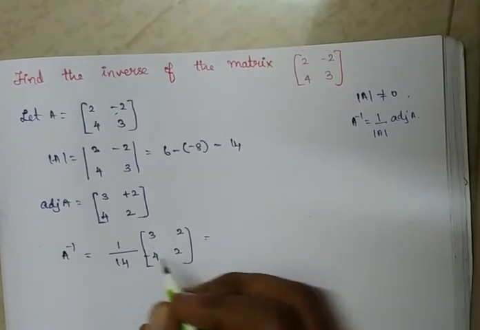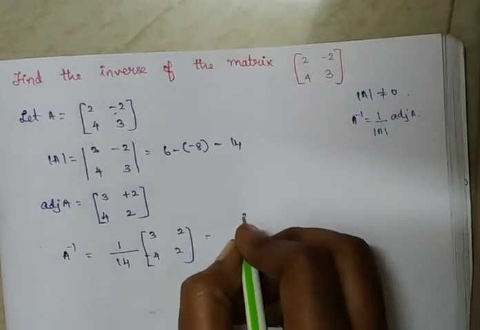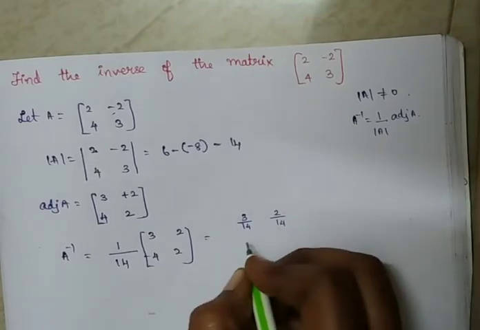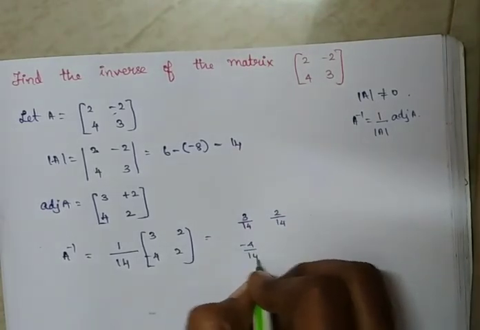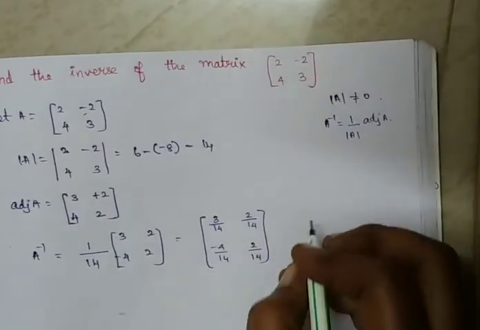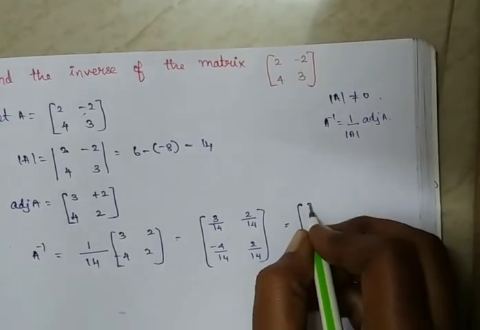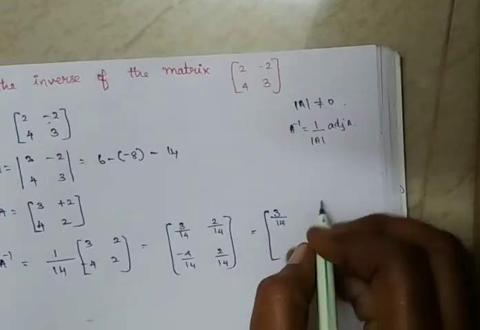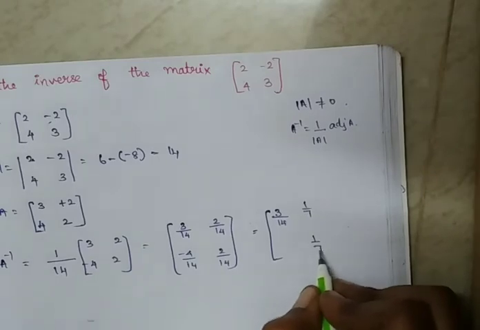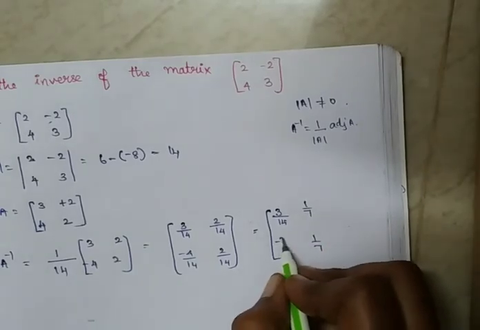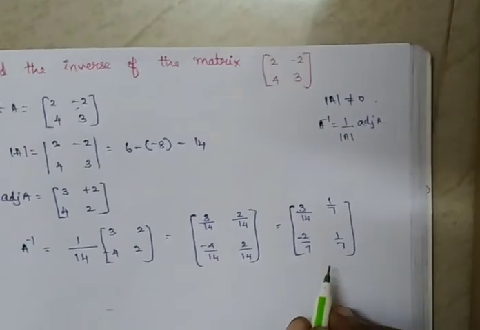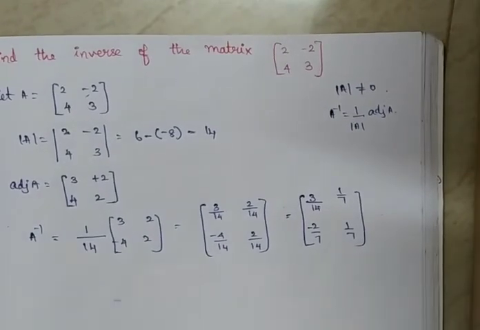Now take this 1 by 14 inside here, so that is 3 by 14, 2 by 14, minus 4 by 14 and 2 by 14. Now try to simplify if possible. Now this is equal to 3 by 14, this can be simplified as 1 by 7, this can be simplified as 1 by 7 and this can be simplified as minus 2 by 7. This is the inverse of the given matrix.